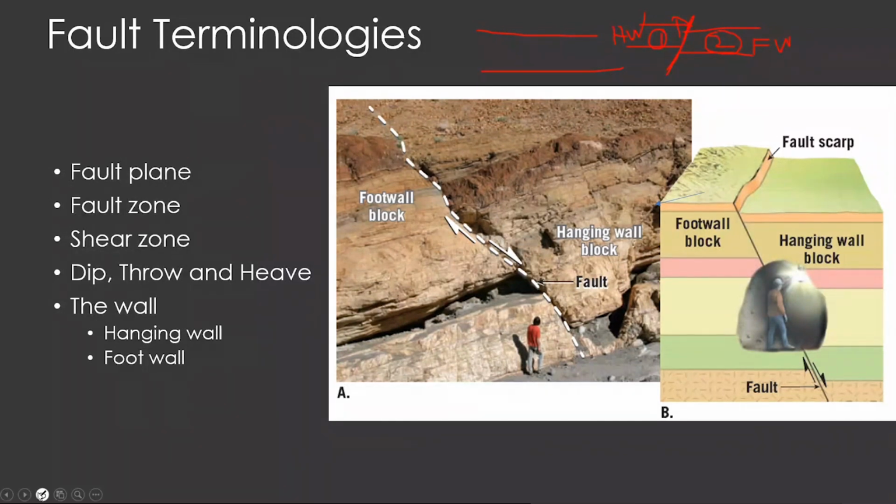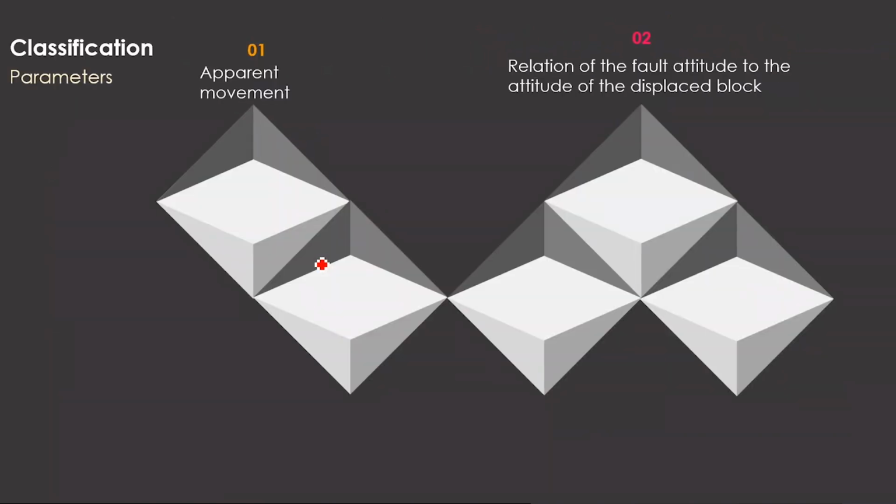Okay, so I hope that you are clear with the hanging wall and the footwall concept. Now, if you are going to the classification of this fault, there are a number of different ways these faults are actually classified. In the classification scheme of fault, there are classifications based on apparent movement of the block, the disrupted block, and there will be classification based on the relation of the fault attitude, the attitude of the displaced block.